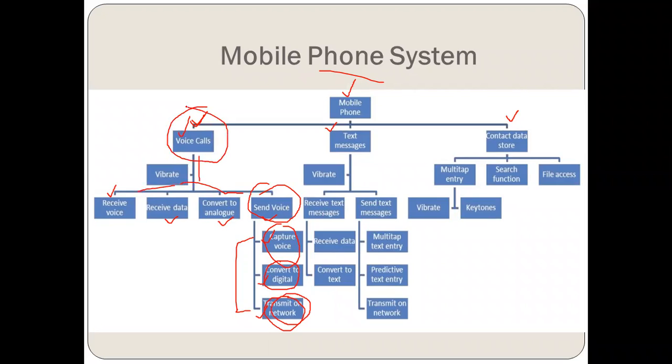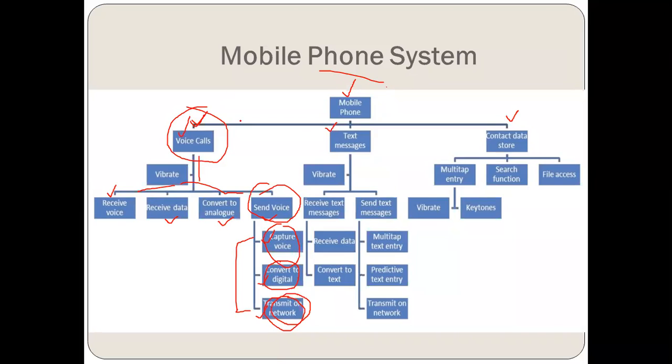So in the starting, we were looking at the mobile phone with the bigger picture, just thinking of having voice calls, using text messages, whether to receive or send messages, whether to have multiple data types like images, videos, etc. We can also include those factors to enhance it. Then contact data store again.